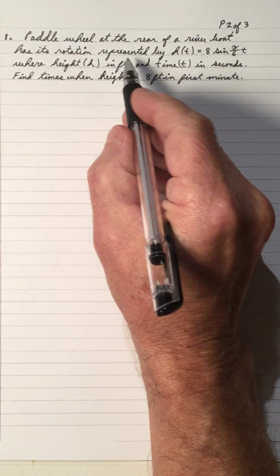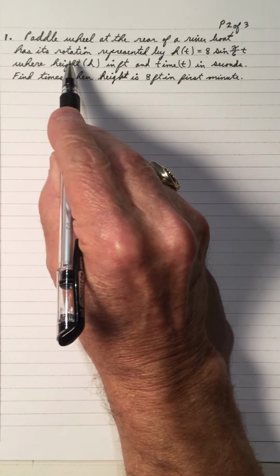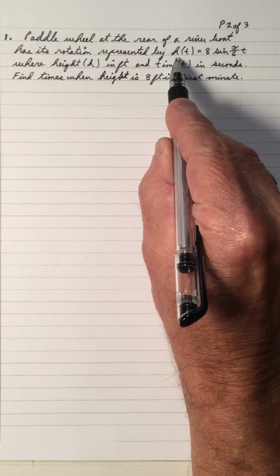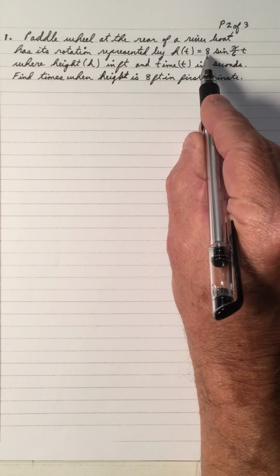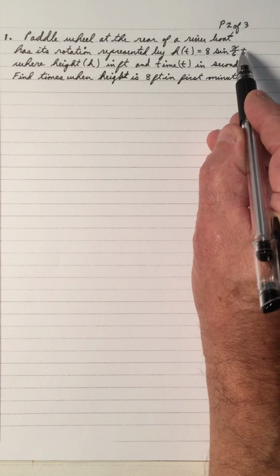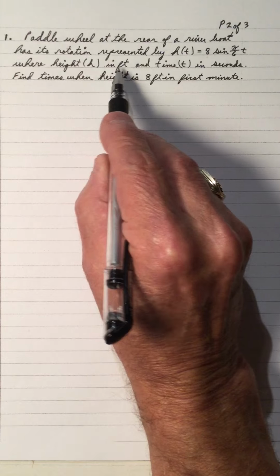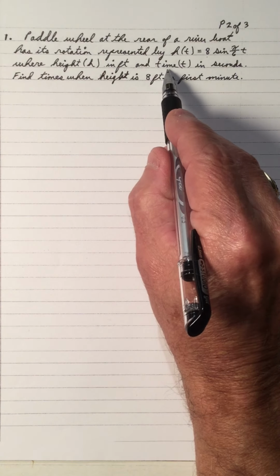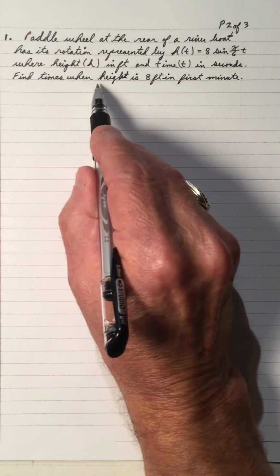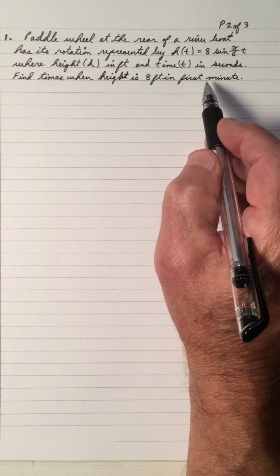The paddle wheel at the rear of a riverboat has a rotation represented by h of t equals 8 times sine pi over 6 times t, where the height h is in feet and the time t is in seconds. Find the times when the height is 8 feet in the first minute. So we have to find the times in the first minute.